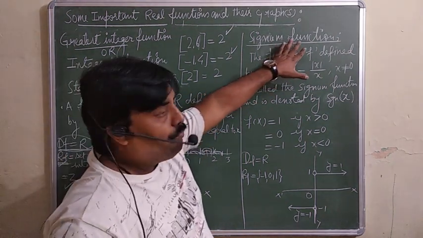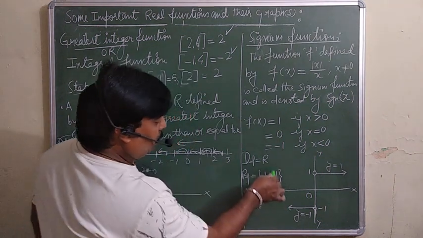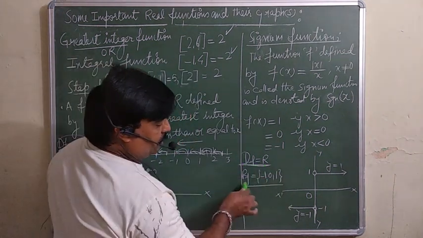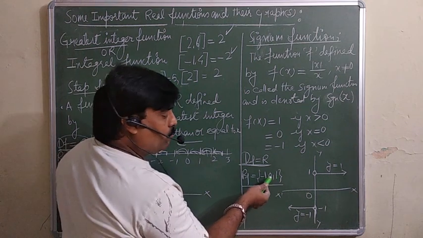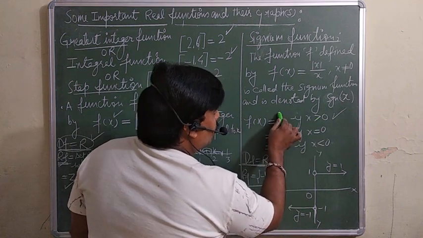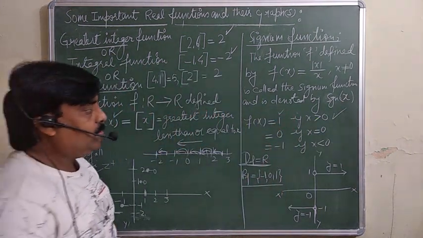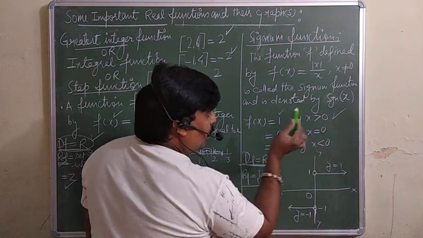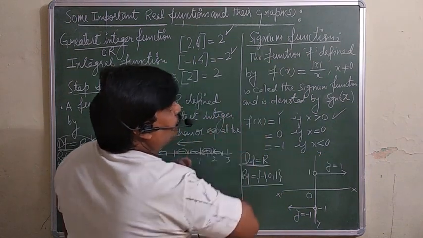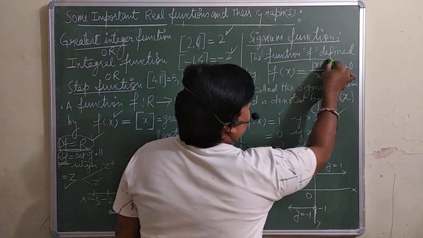But in case of the signum function, any function will be the signum function where the domain is all the real numbers, but the range is fixed: minus 1, 0 and 1. Always you are getting minus 1, 0 and 1. But the condition is, if your x is greater than 0, then your range must be equal to 1. If x is 0, it should be 0. But if x is less than 0, it will be minus 1 only. That is the signum function. And this function is represented by this one.